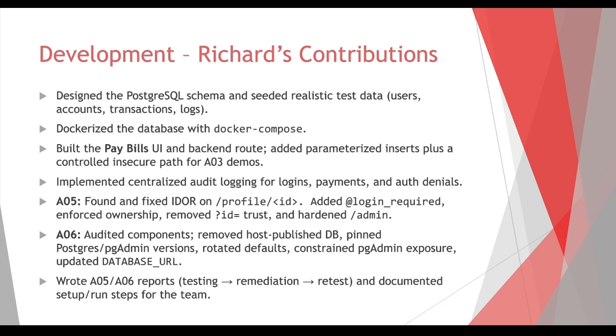My first major security focus was OWASP A05, which is security misconfiguration. I found an IDOR on /profile/ID where any authenticated user could view another user's profile by changing the URL. I fixed this by adding a login_required decorator, which enforces ownership at the route boundary, and it removes any trust in the ?id= query parameters. I also hardened /admin to check current_user.isAdmin on the server side.